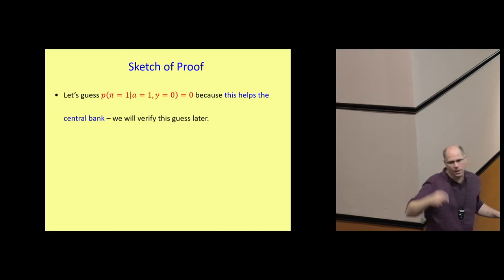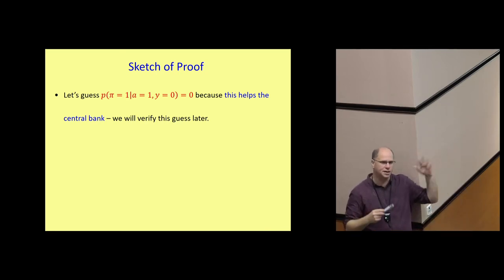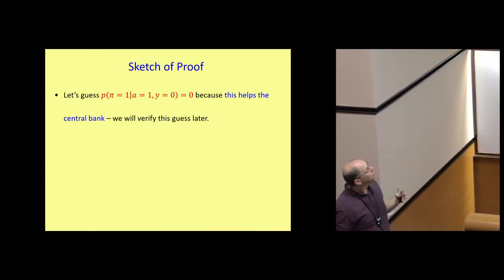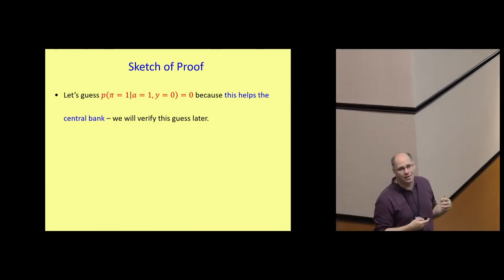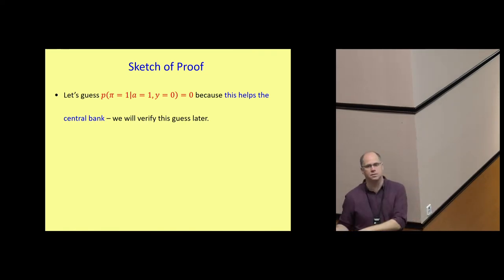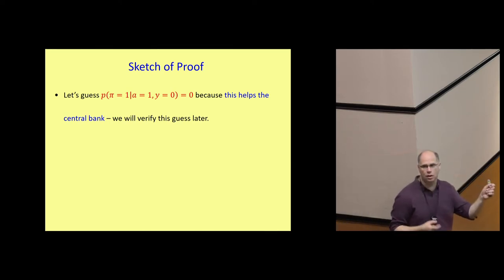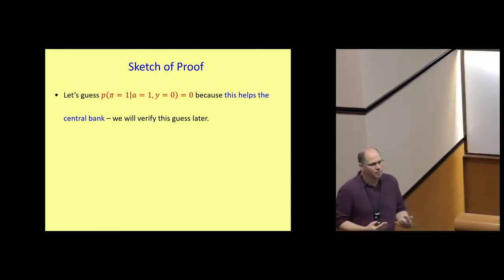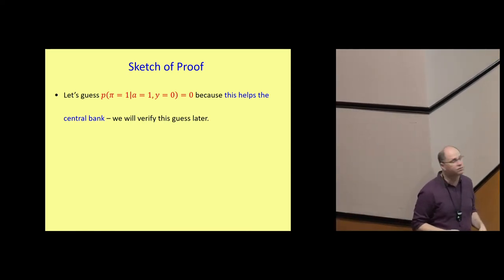Now, and this is the only case where I'm invoking that kind of belief selection argument that I used before. Let's guess a belief and then verify it. And this guess is a guess that helps the central bank. Because the central bank is happy when you underestimate inflation. So let's guess that the private sector, when he calculates this probability, he thinks that it's zero. So he thinks that conditional on A equals one and Y equals zero, inflation has to be zero. That's good for the central bank because the central bank doesn't want you to think that there's going to be high inflation. So I'm guessing and verifying that this is actually going to be consistent.